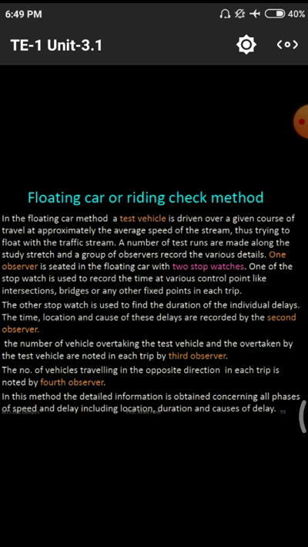That is the basic data, and by using those basic data they have to compare different kinds of vehicles. One observer is seated in the floating car with two stopwatches. One stopwatch is used to record the time at various control points in the intersections, bridges and other points. The other stopwatch is used to find the duration of the individual delays. Location calls for these studies are recorded by the second observer.